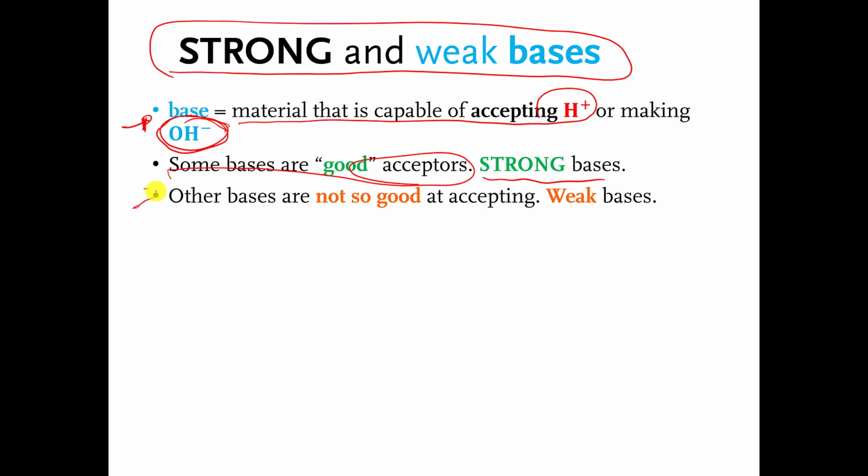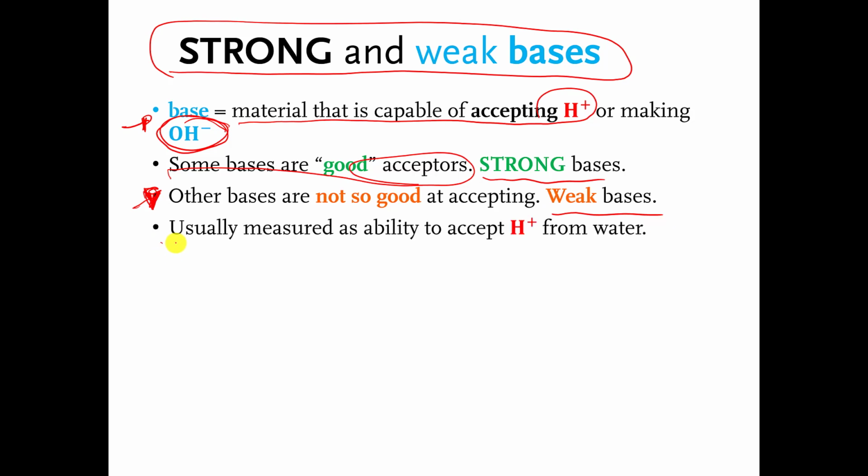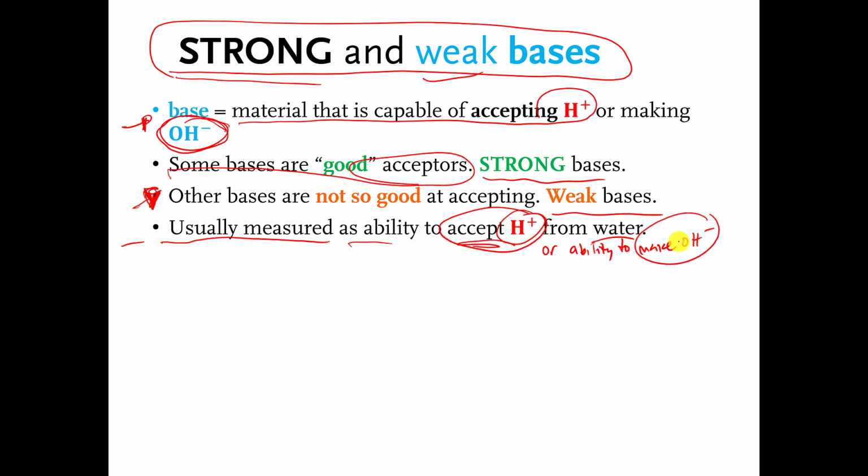Other bases are not so good. They will do it, but they won't do it very well. We'll call those weak bases. And again, usually bases are measured as to whether they're strong or weak based on their ability to accept H+ from a water molecule, or the ability to make OH- when it's mixed with water. So if you're good at accepting H+ or you're good at making OH-, we're going to call you a strong base. If you're not so good at accepting H+ or not so good at making OH-, we're going to call you a weak base.